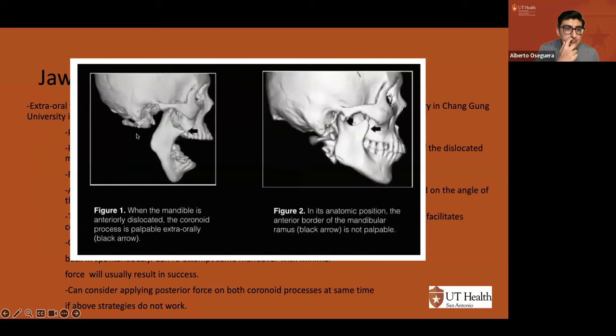There is a new technique that was described in the literature. It's an extra-oral technique where you push down on the anterior coronoid process on one side, and on the other side you rotate it anteriorly. Once you rotate it anteriorly, the side where you're pushing posterior pressure will relocate more easily, and then you just repeat it for the other side. I have a video. I don't know if I can pull it up here.